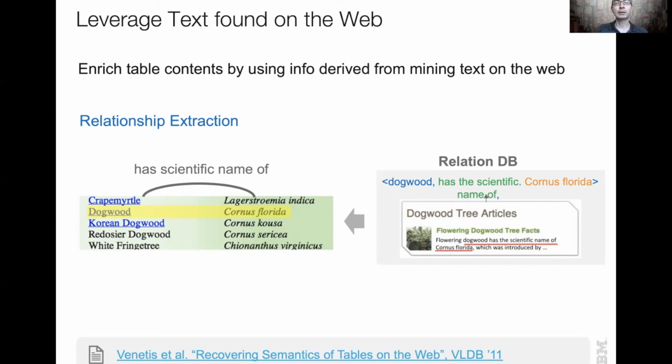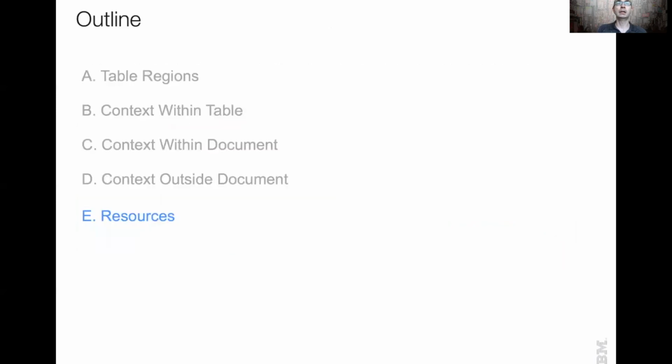And with this, I would like to conclude our short review of work done on table understanding. In the next section, we will be talking about the resources that the community has made available for people that want to work in the area. Thank you. But before concluding the entire section, I wanted to take a few minutes to at least talk about the resources that are available if you want to work in this area.